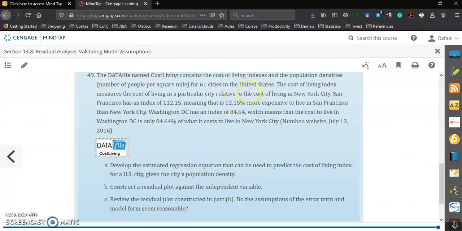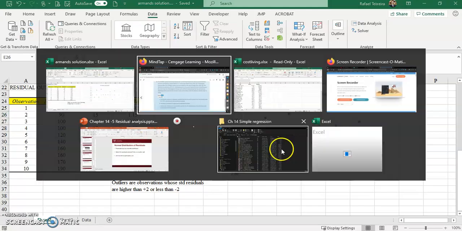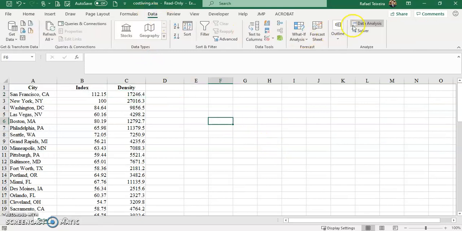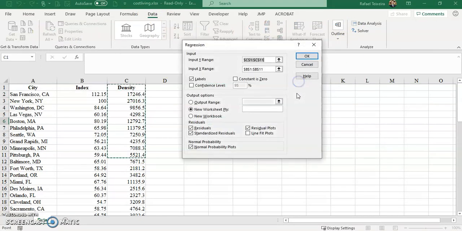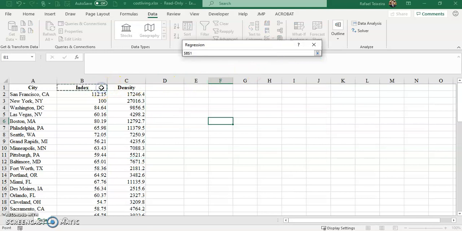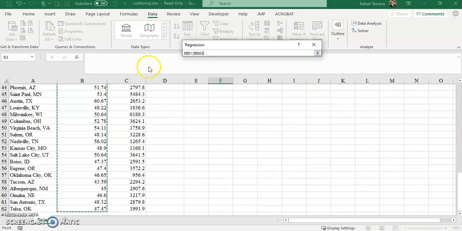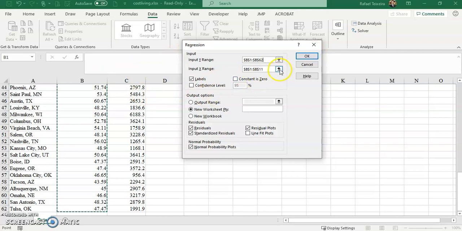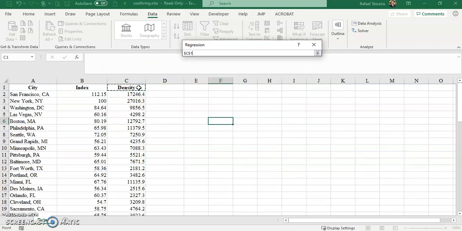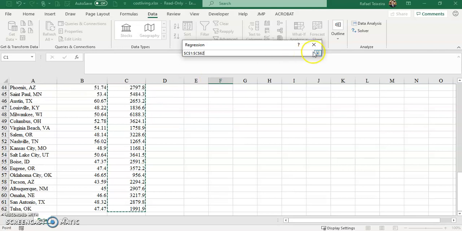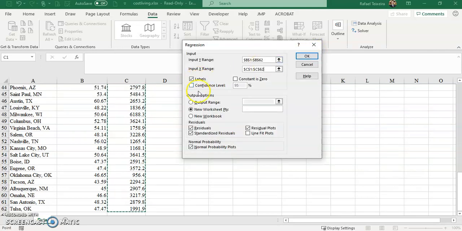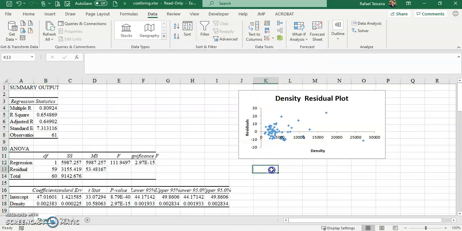I'm going to skip the statement. Develop an estimated regression equation that can be used to predict the cost of living. I'm going to do that by using the data analysis tool, regression. Our dependent variable, the Y range, is the index cost of living, and my independent variable is the density. So density influences the cost of living. I have labels, new worksheet, residual. I'm going to skip the normal probability plot, and I'm going to click OK.